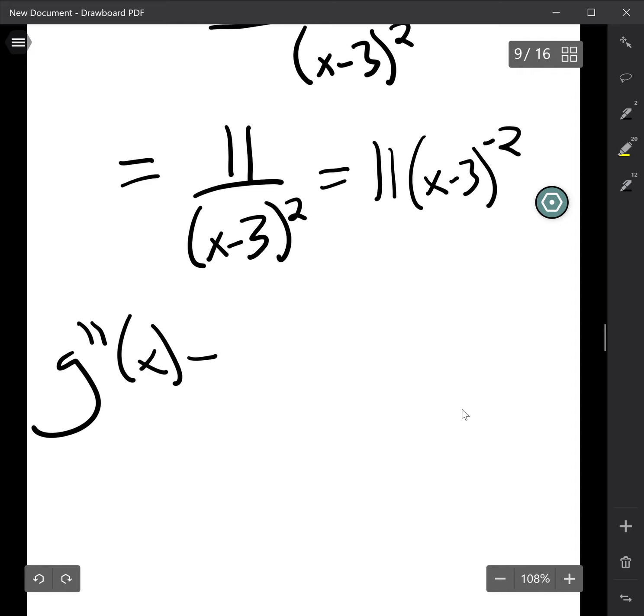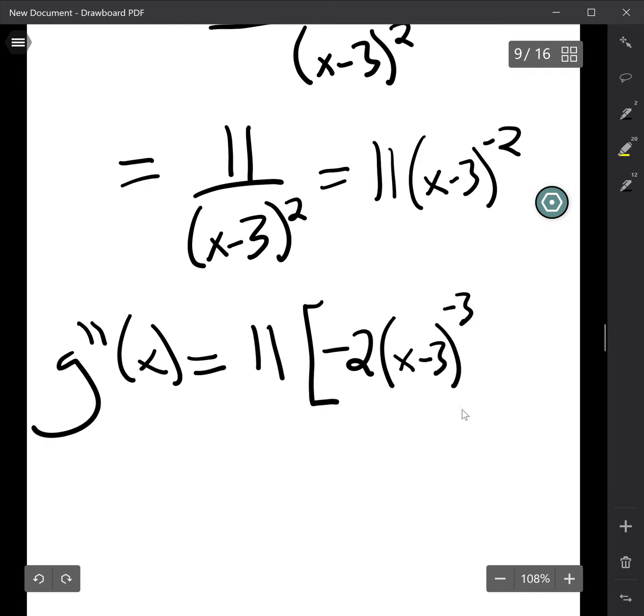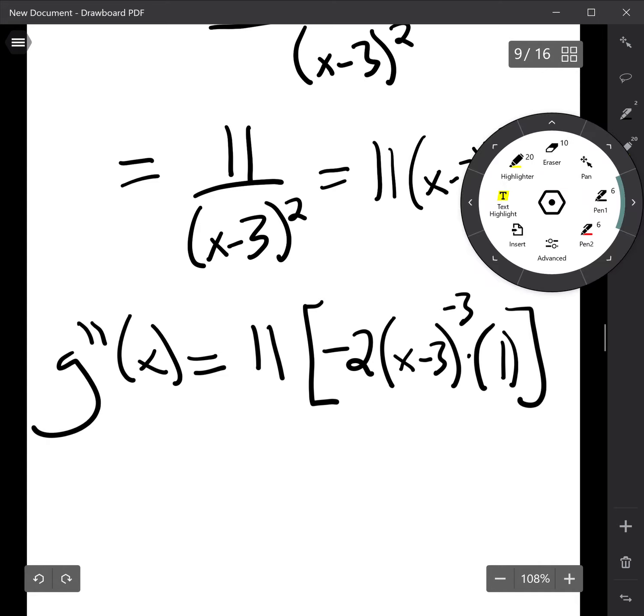G double prime, that's chain rule all day, something trapped by a power. So I copy down the 11, and then I actually do the chain rule. So the derivative of the outside is negative 2 times (x minus 3) to the negative 3 power, times the derivative of the inside. The derivative of x is 1, the derivative of negative 3 is 0. So we have d out times d in, and then we just look to simplify.